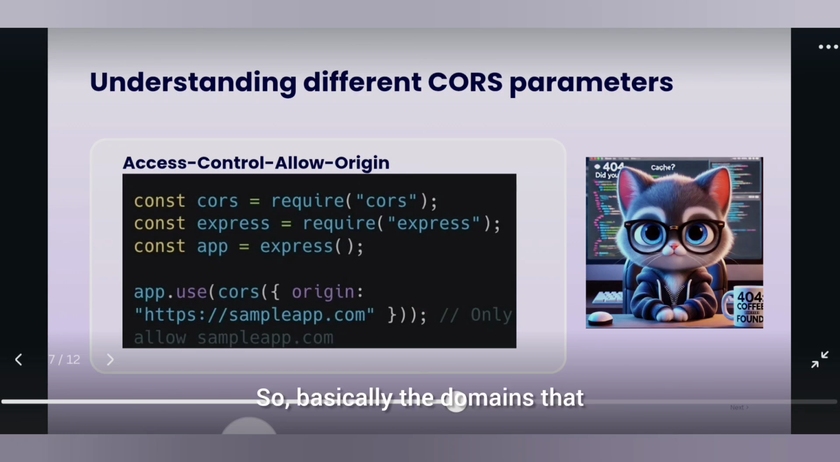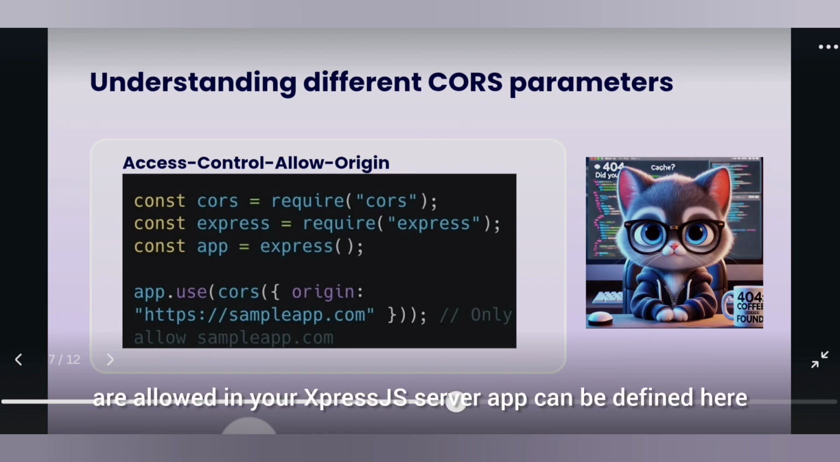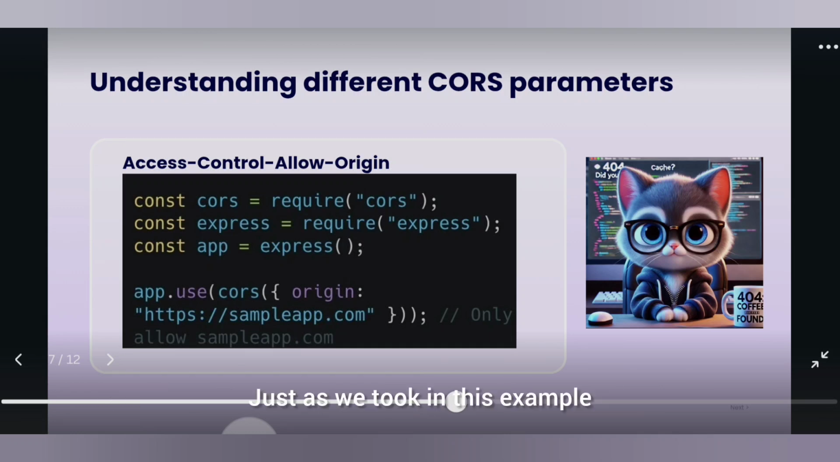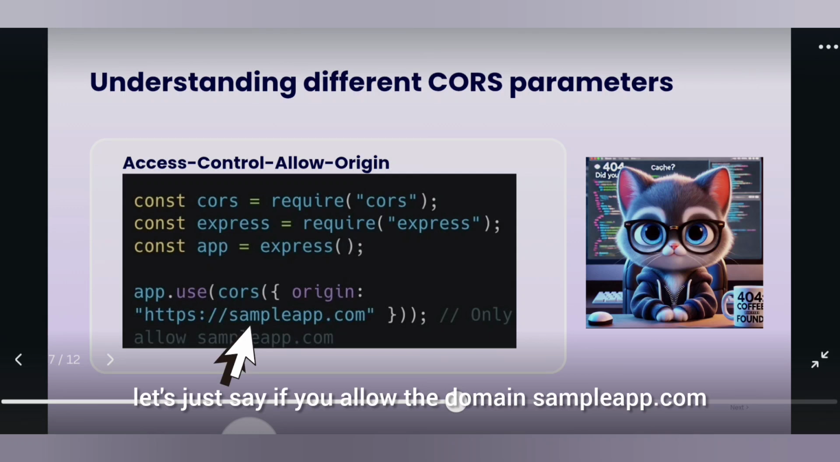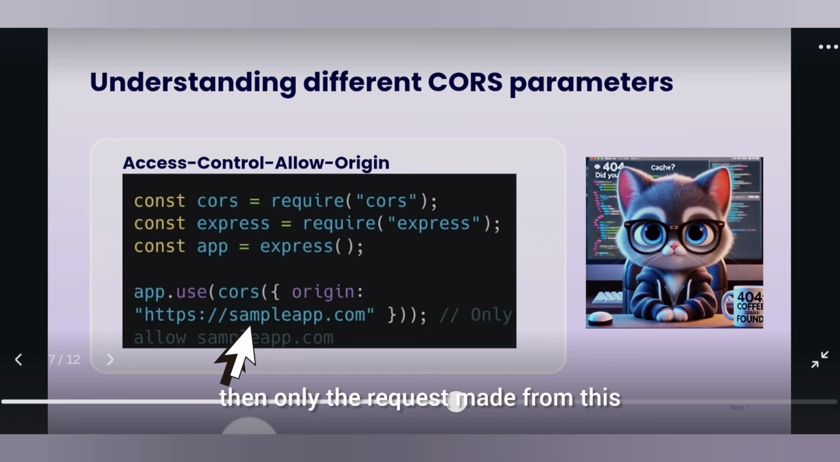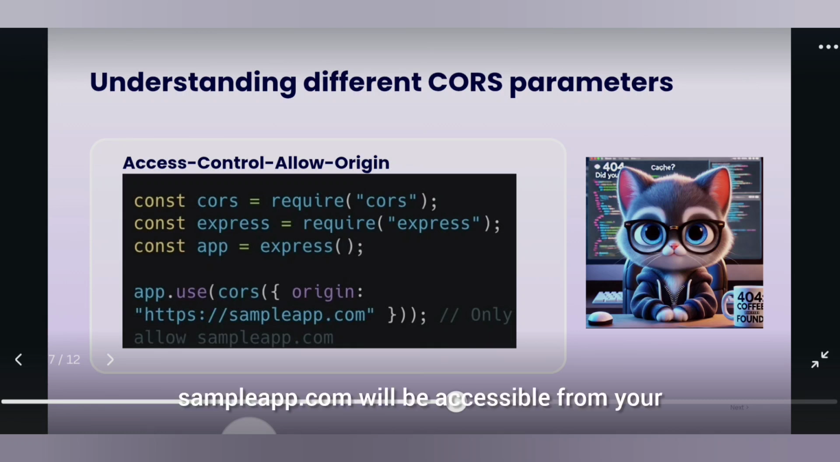So basically, the domains that are allowed in your cross-origin request in your Express.js server app can be defined here. Just as we took in this example, let's say you allow the domain sampleapp.com to access your Express.js server. Then only the requests made from sampleapp.com will be accessible from your Express.js server app, and only those cross-origin requests will be allowed.